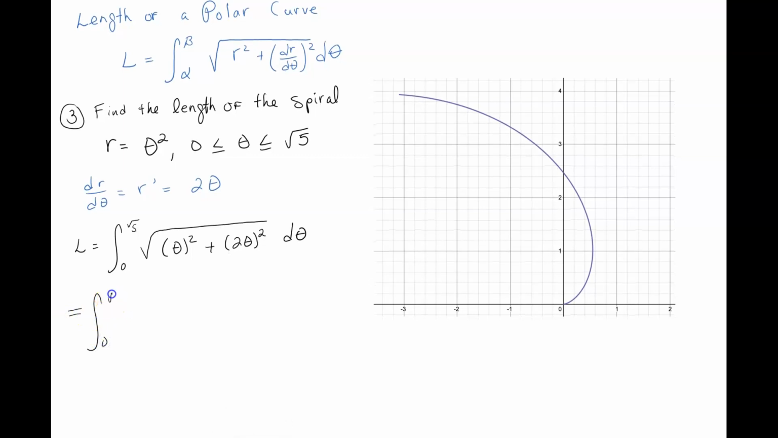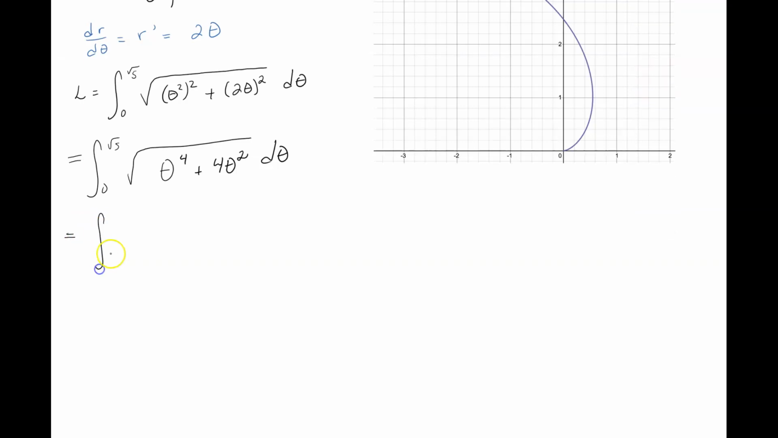It's going to be the integral again, 0 to square root of 5. We're going to have theta, and this was actually over here, theta squared squared. Let me clean that up. Theta squared squared. There we go. So this becomes theta to the 4th power plus 4 theta squared d theta. Now we're going to try to simplify this root here, and it's very possible to do. It is this integral from 0 to the square root of 5.